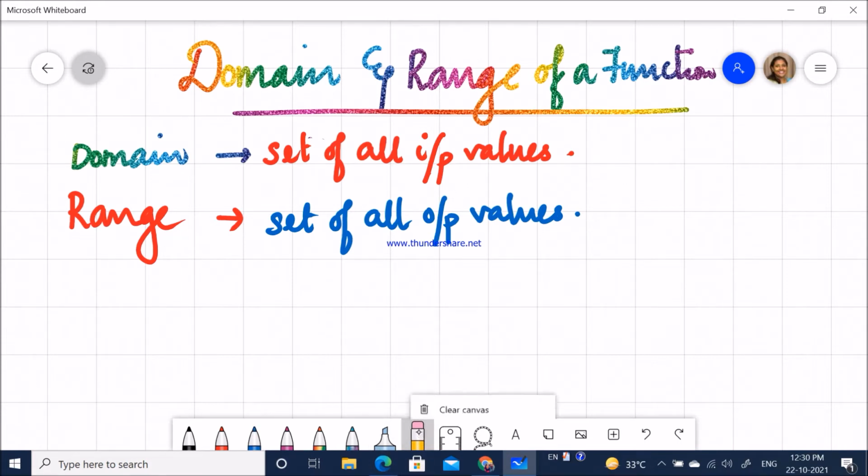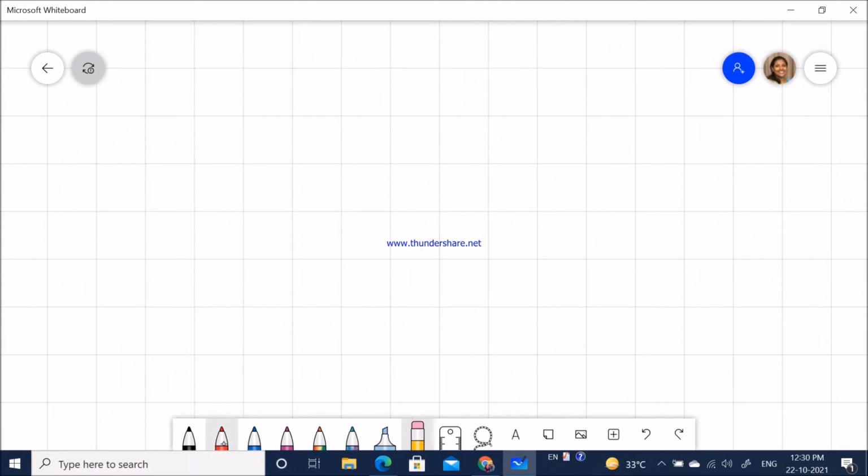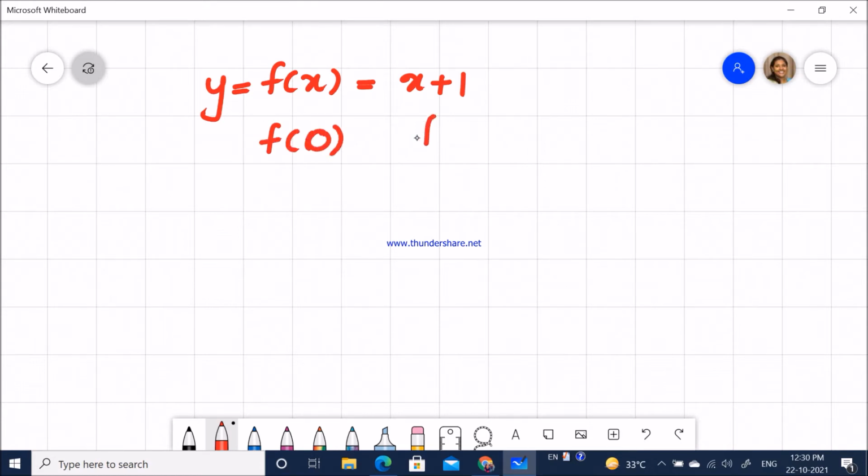For example, let's consider an example. y is equal to f of x, which is equal to x plus 1. We need to find the value, what is the value of f of 0, f of 1, f of half.